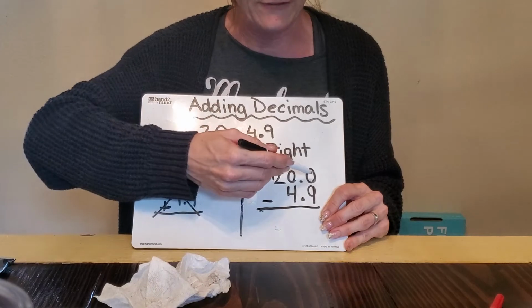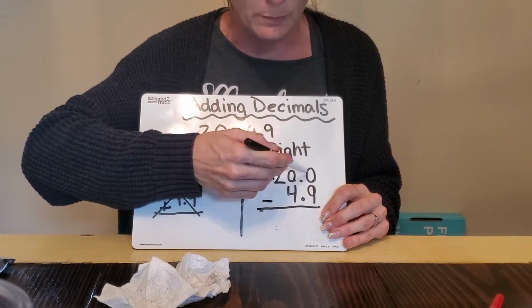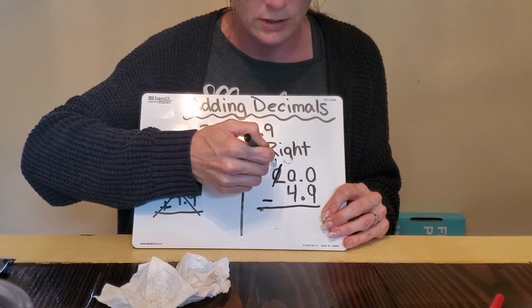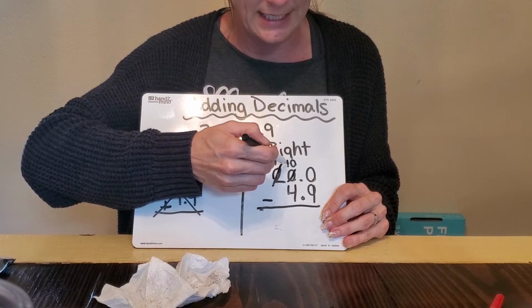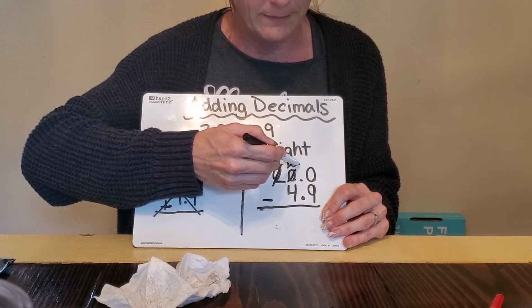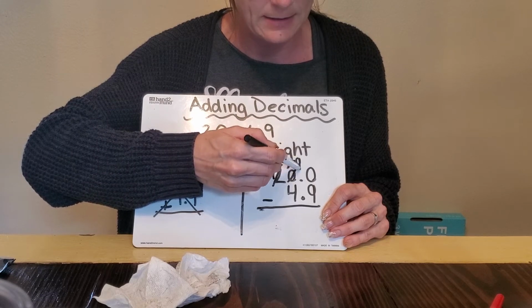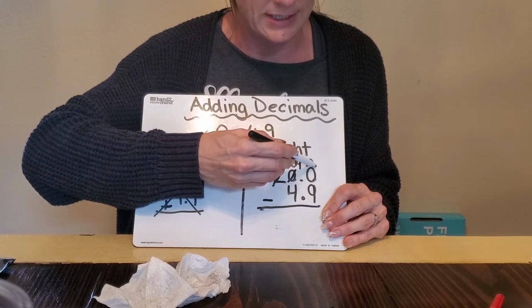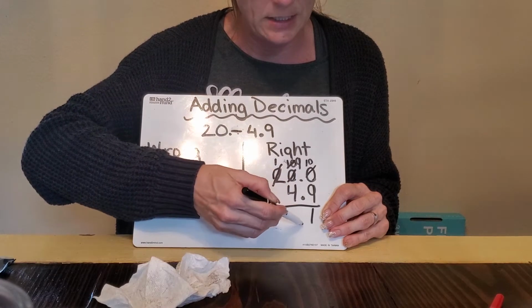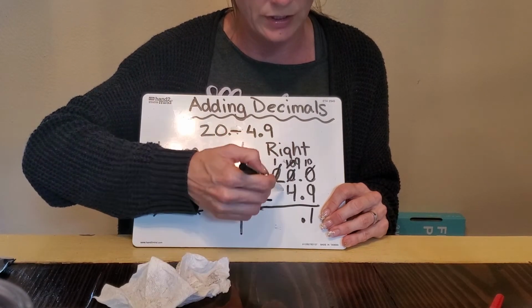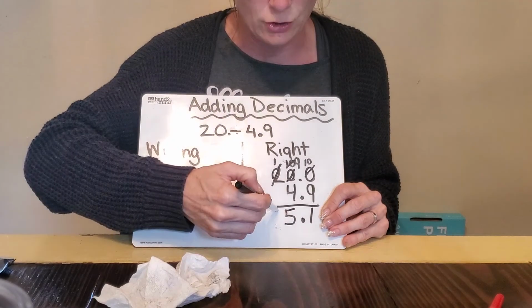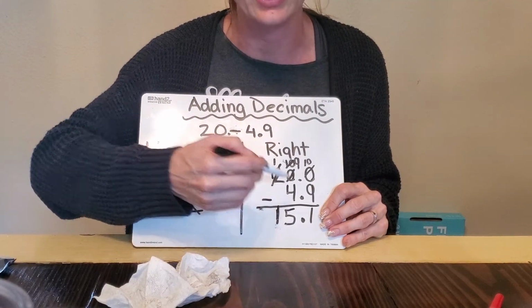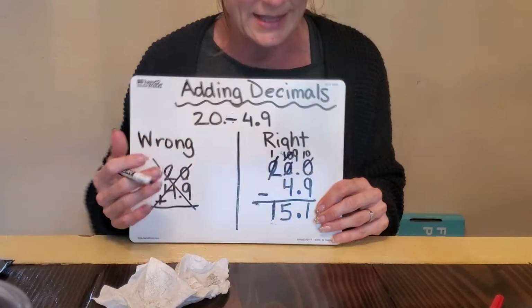In this case, you have to go and regroup all the way across. 2, you make into the 1. The 0 you make into a 10. And now you can borrow from that 10, so make it a 9. And then you make this 0 a 10. So 10 minus 9, 1. Drop your decimal. 9 minus 4, 5. And then you drop down the 1 since there's nothing to do right there.